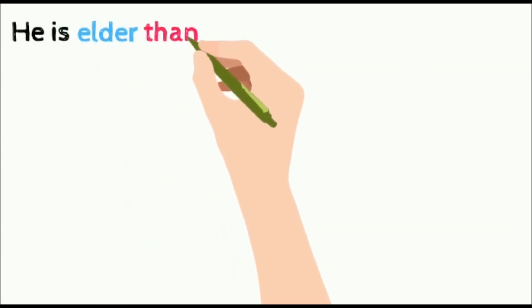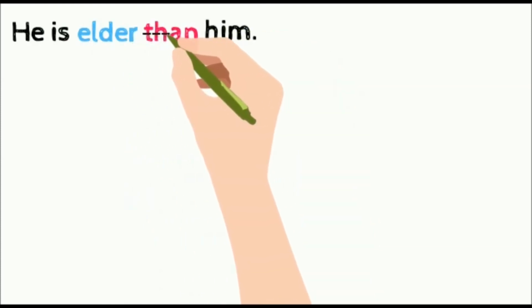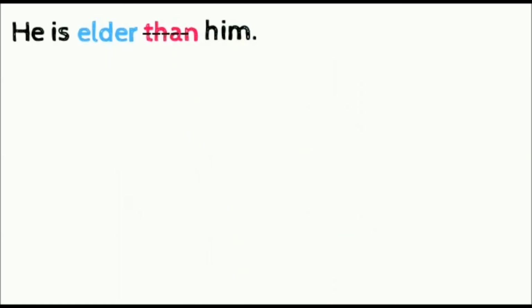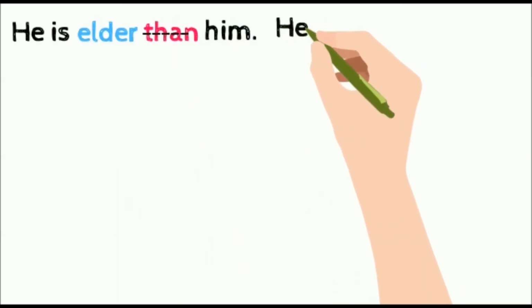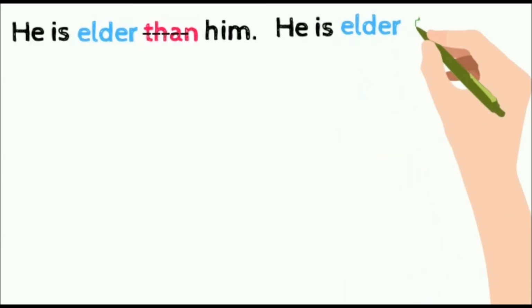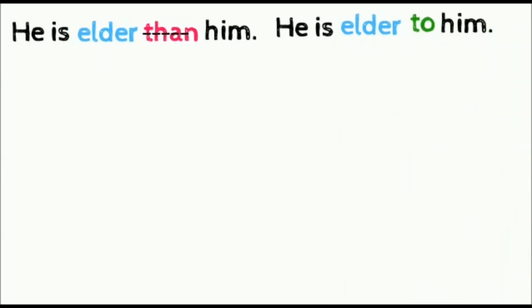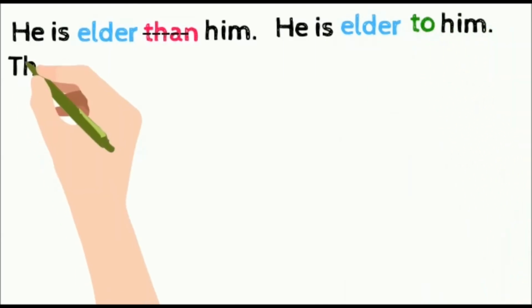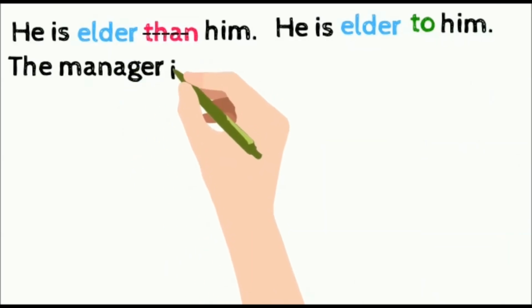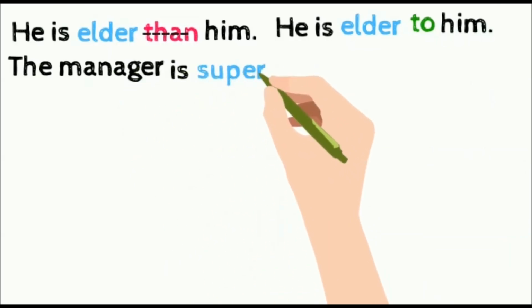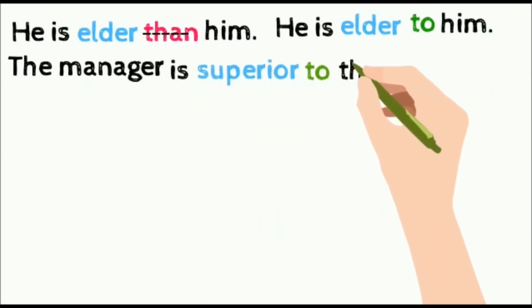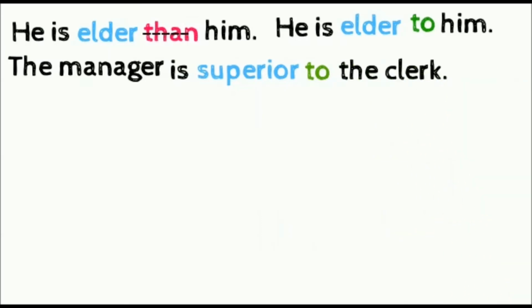He is elder than him. We do not say than. We use to. You can say he is elder to him. Certain adjectives do not use the word than. Instead, you have to use to. The manager is superior to the clerk. Here, we're using to instead of than.